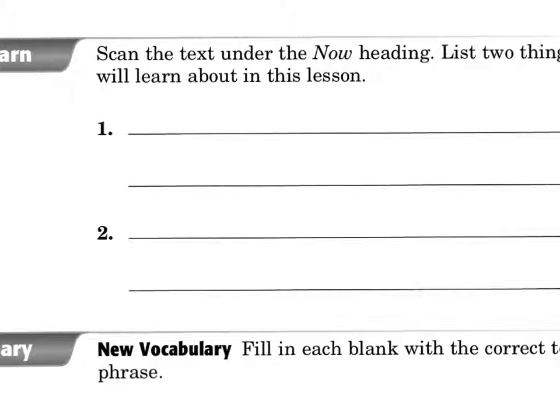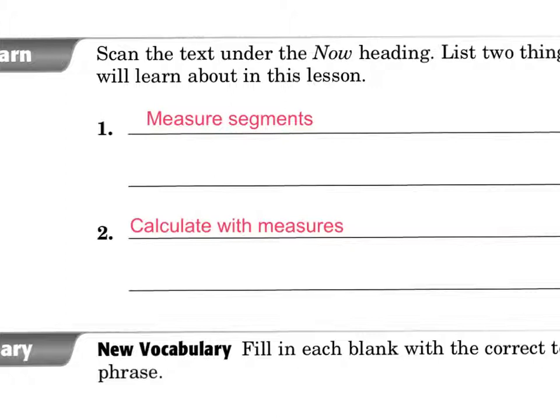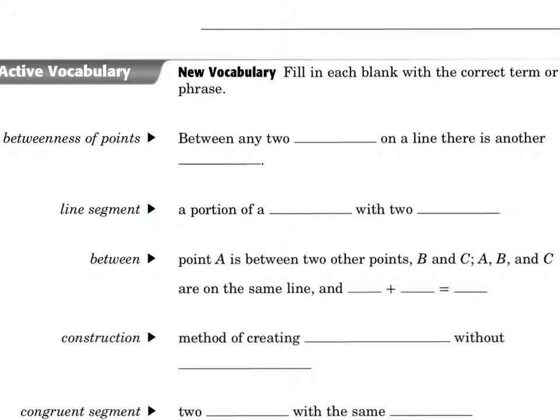We're going to do 1.2 now, which is all about linear measure. And the objectives for those, first up, is how to measure a segment or segments. Pretty simple. And the next one, how to calculate with measures. So we're going to be doing a lot with linear measures. Alright, chapter 1's full of vocab, so let's get the vocab started.